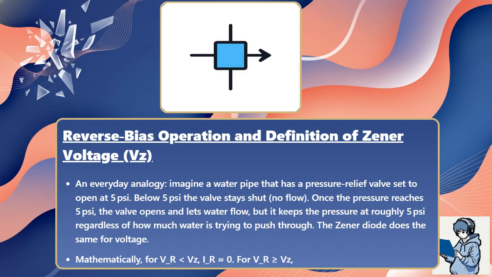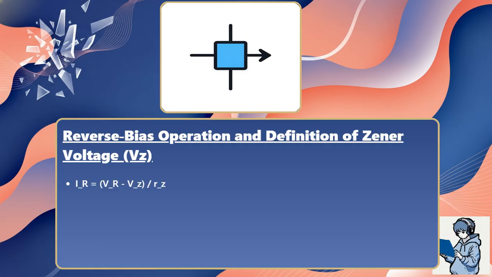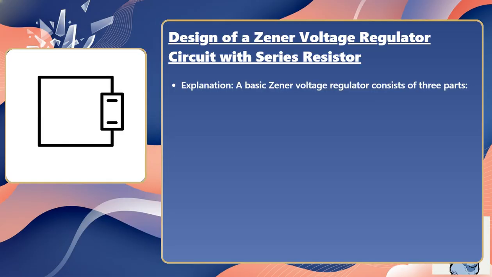Mathematically, for V_R less than Vz, I_R is approximately 0. For V_R greater than or equal to Vz, I_R equals (V_R minus V_Z) divided by R_Z, where R_Z is the small signal dynamic resistance of the diode. Explanation: a basic Zener voltage regulator consists of 3 parts.